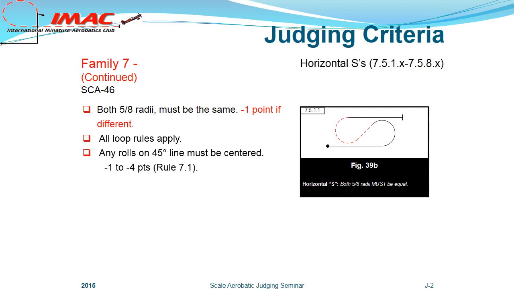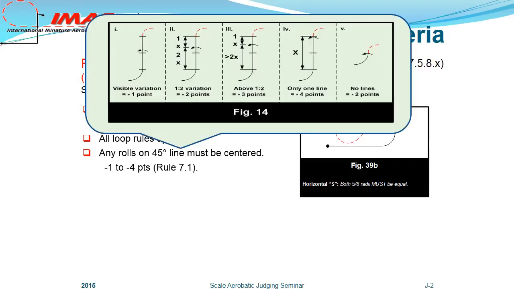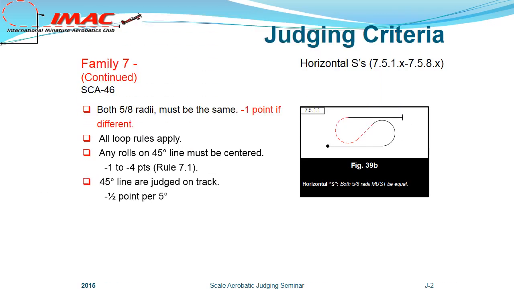There may be rolling elements placed on the 45-degree line, and if present, they must be centered. Between 1 and 4 points are deducted for misplaced elements. Use figure 14 in Rule 7.1 to determine the specific downgrade. The 45-degree line is judged for proper track with a deduction of 1/2 point per 5 degrees.